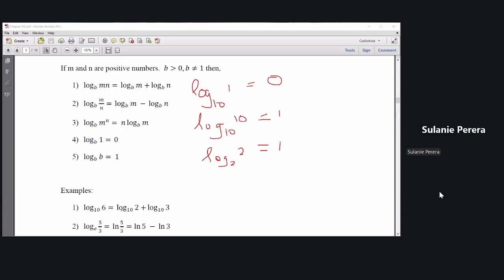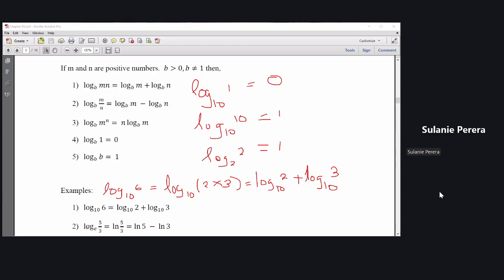So examples, log base 10 of 6. This can be written as log base 10 of 2 times 3, which is equal to log base 10 of 2 plus log base 10 of 3. Right? So 2 times 3 is this.